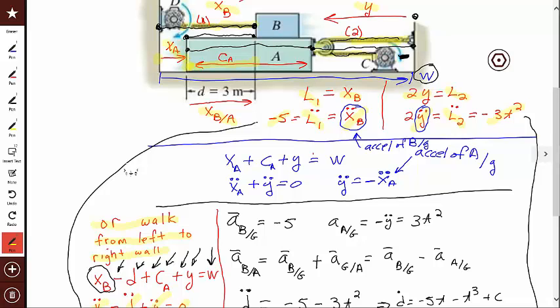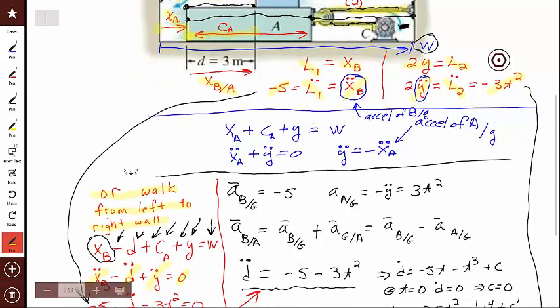XB is the position of B relative to the ground. Why? Because it's measured from a point that's fixed on the ground to B. So that's those values. So what I'm going to do is plug it in.